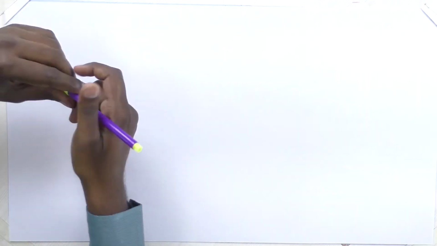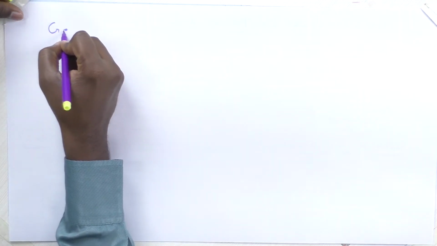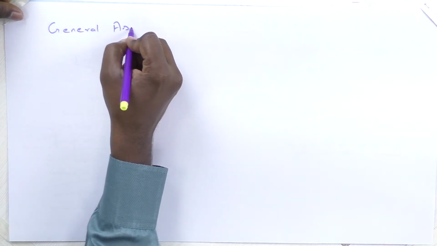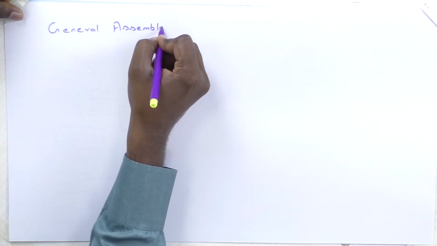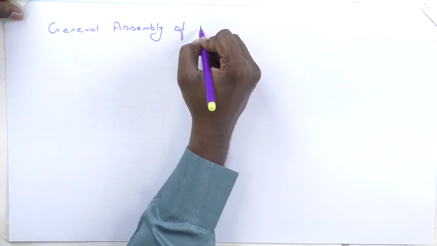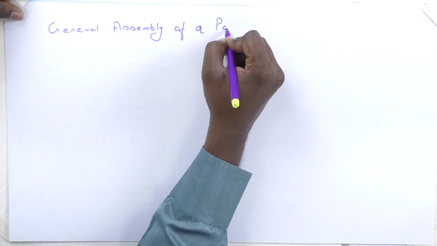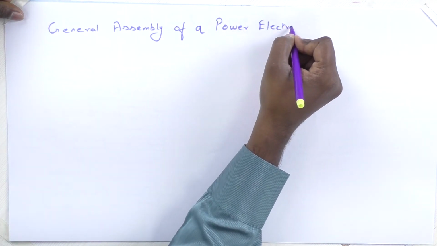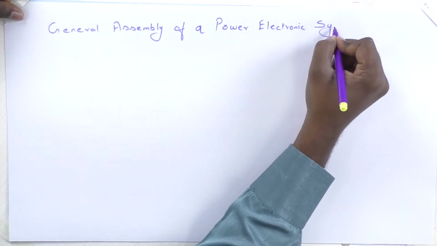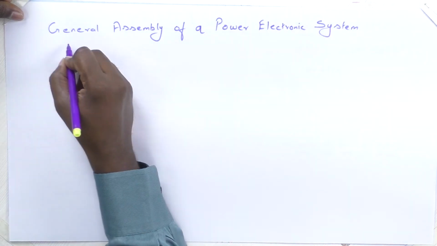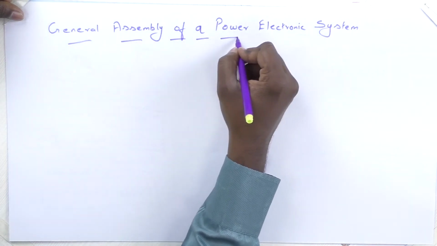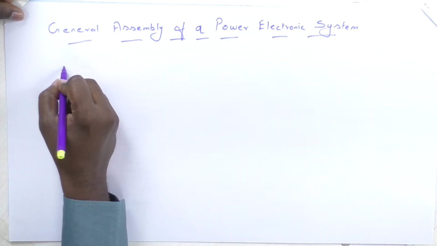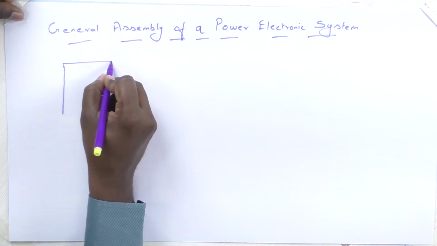So the general assembly of a power electronic system. This is just for your understanding, a general understanding of the assembly of a power electronic system. Usually there will be a source.